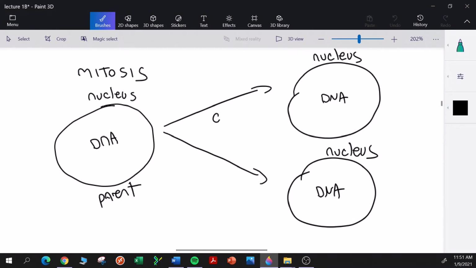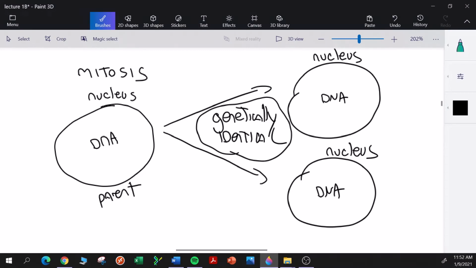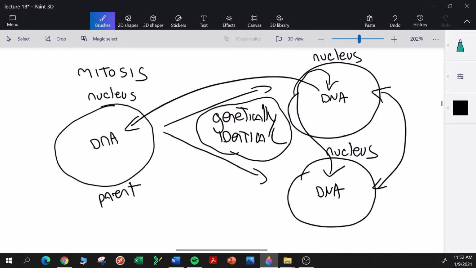Now, when a geneticist says genetically identical, the geneticist means that the DNA sequence between, let's say, these two nuclei right here is identical. That's what we mean when we say genetically identical. The DNA sequence is identical. So if mitosis does what it is supposed to do, the DNA in this nucleus here should be identical to the DNA in that nucleus down there, and both of these should have identical DNA sequences to the parent nucleus. So that's what we're going to focus on today.